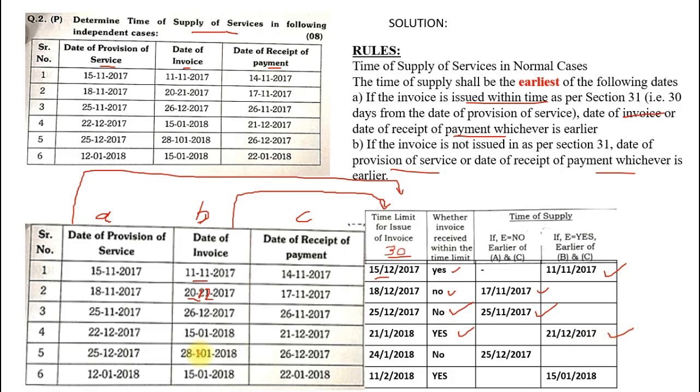Next, now this is also a printing error. This is supposed to be 1. 28th Jan and 24th Jan. So 28th is after the time limit, so I write no. A and C, whichever is earlier. So 25th is the earlier date.